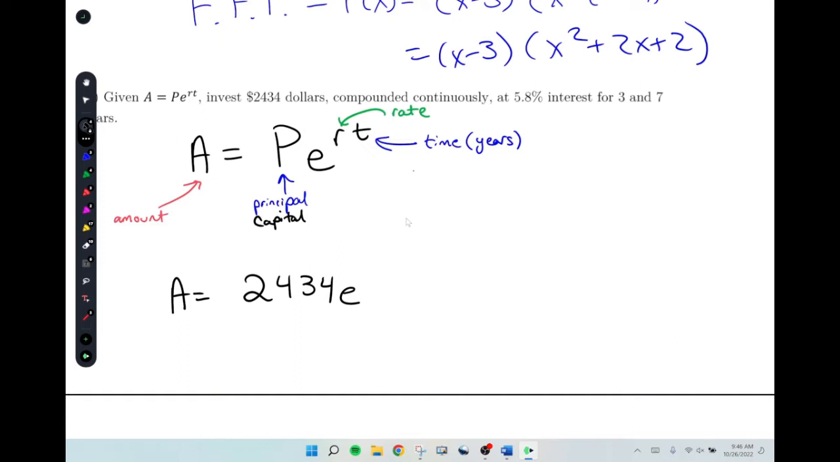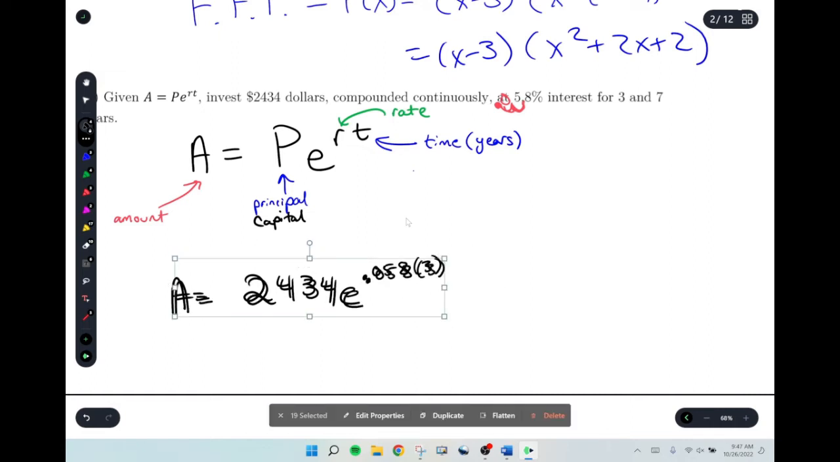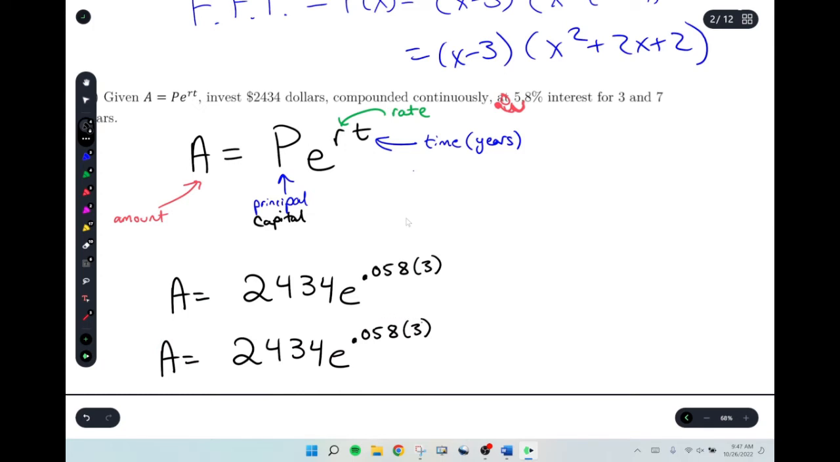And what does R stand for? Rate? 0.058. Right? Remember, we have to move that decimal twice. You don't move the percent sign twice. You move the decimal twice. I wish your teachers would have taught you that. I know a lot of them always said move the percent sign twice. No, move the decimal twice. And our time is 3. And then you just have to do the whole problem a second time, but with 7. And that's where you would stop on the test. You would just leave that, right? You don't have a calculator, you'd stop right there.